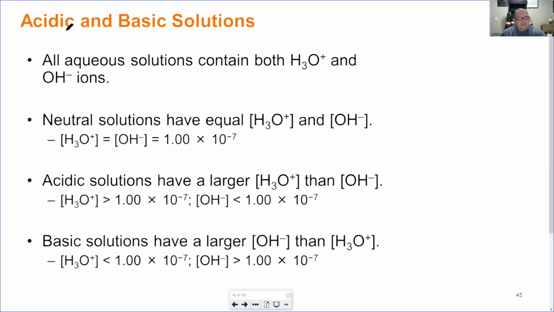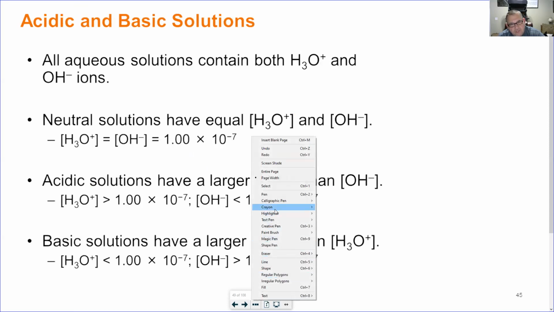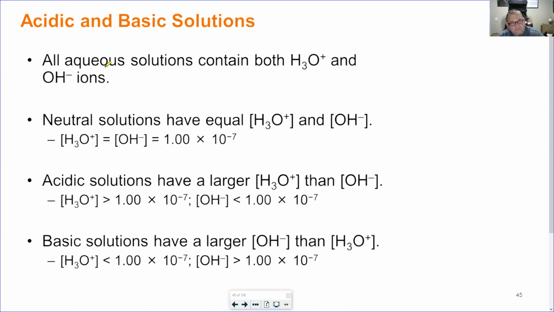So when we look at solutions and determine the nature of the acidity in those, one way that we quantify that is by looking at the relative amounts of the H plus and the OH minus. We define solutions in a generic way as neutral, acidic, or basic by comparing the hydronium and the hydroxide ions. Neutral solutions have equal amounts of H3O plus and OH minus, and that only occurs at one point.